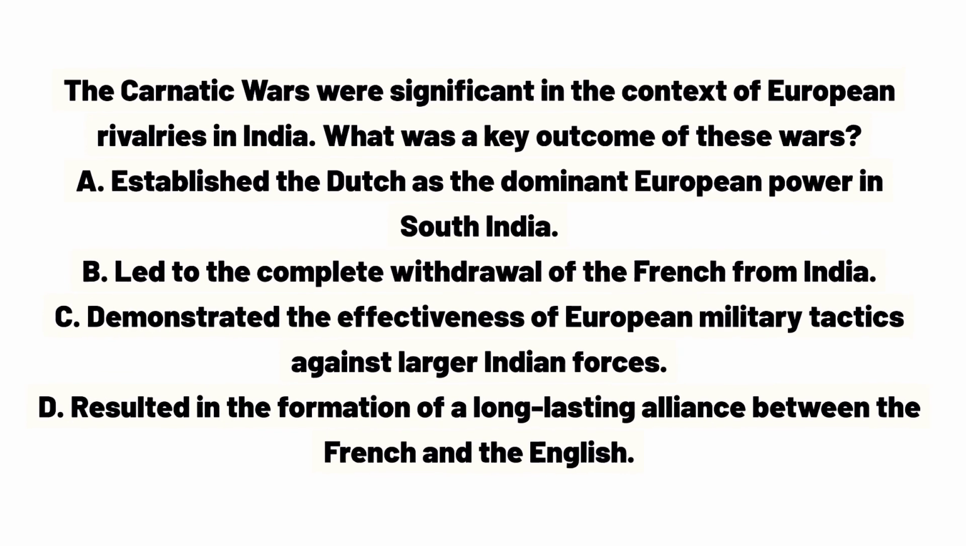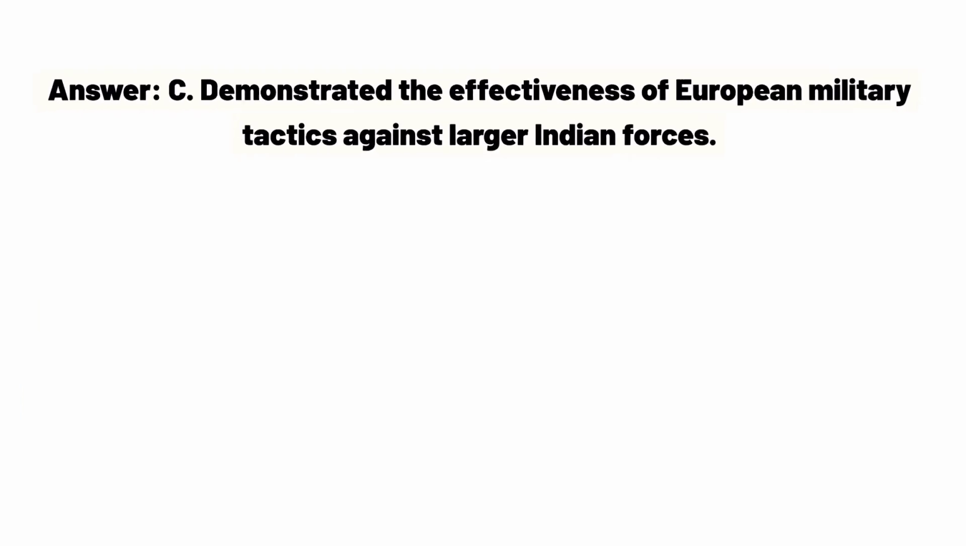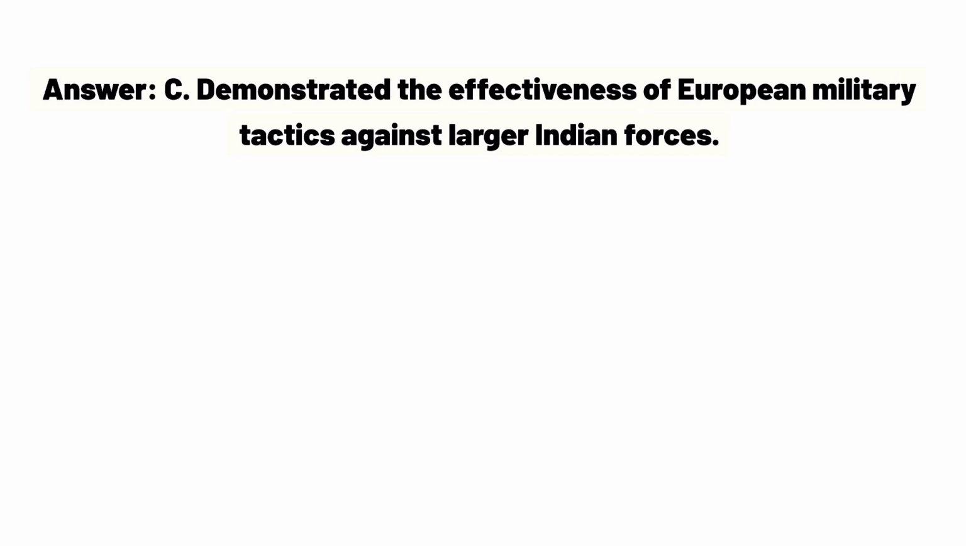The Carnatic Wars were significant in the context of European rivalries in India. What was a key outcome of these wars? A. Established the Dutch as the dominant European power in South India. B. Led to the complete withdrawal of the French from India. C. Demonstrated the effectiveness of European military tactics against larger Indian forces. D. Resulted in the formation of a long-lasting alliance between the French and the English. Answer: C. Demonstrated the effectiveness of European military tactics against larger Indian forces.